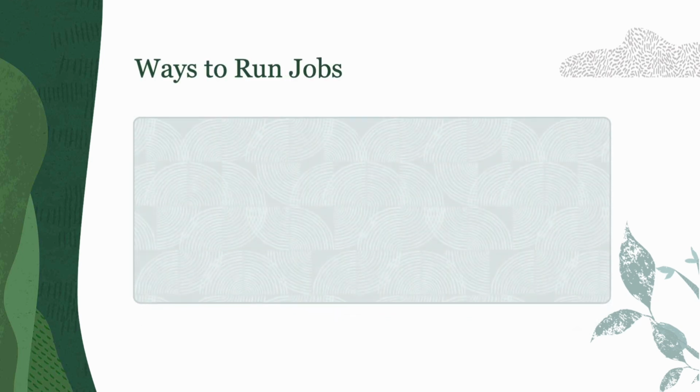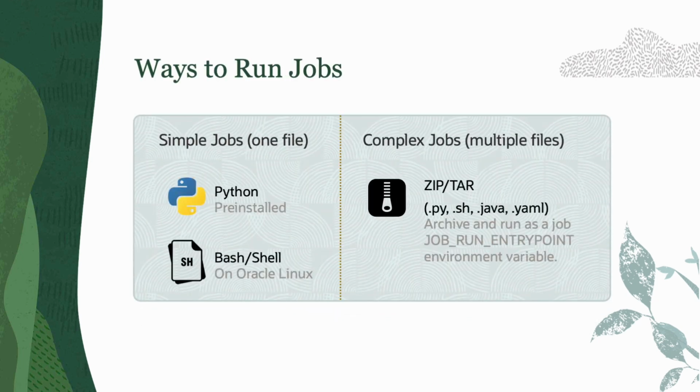Jobs can be run in multiple ways and accept a few different types of artifacts. For simpler projects that have a single file, you can use Python or Bash. Job runs already provide Python pre-installed. They can run the code with all Python system libraries, including any third-party libraries you've installed. Running your job in a Conda environment gives you control and encapsulates all the third-party Python dependencies your job run requires, like NumPy, Dask, or XGBoost. Bash and shell scripts are run using Oracle Linux.